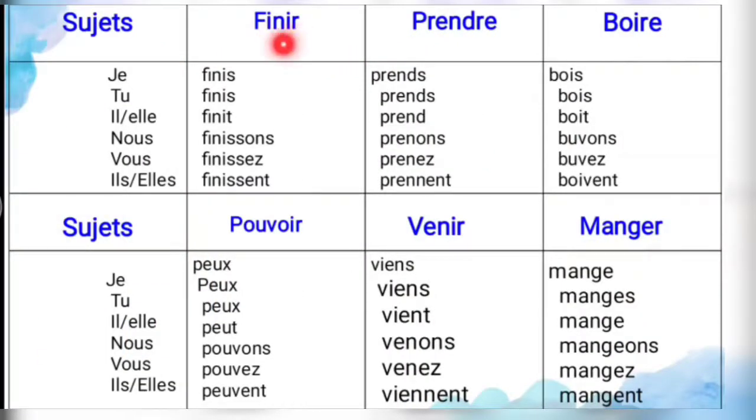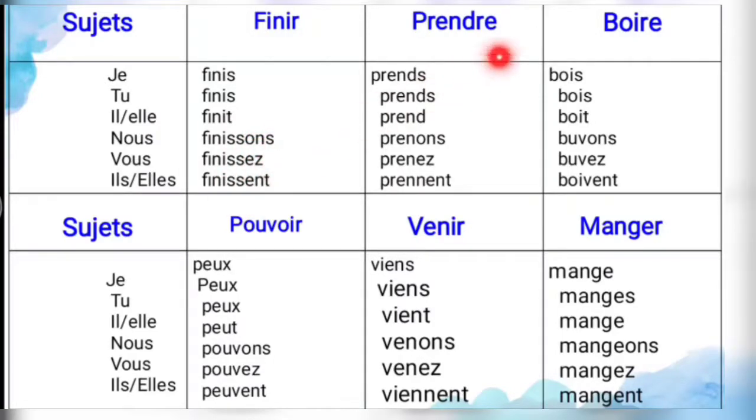First one is finir verb. What is the meaning of finir? To finish. And what is the conjugation for the finir verb? Je finis, I finish. Tu finis, you finish. Il finit, he finishes. Elle finit, she finishes. And nous finissons, we finish. Vous finissez, you finish. Ils finissent, they finish. Elles finissent, they finish. And this is an IR verb. You have to remove the IR and add the endings for the IR verb. That is IS, IS, IT, IT, ISSONS, ISSEZ, ISSENT.